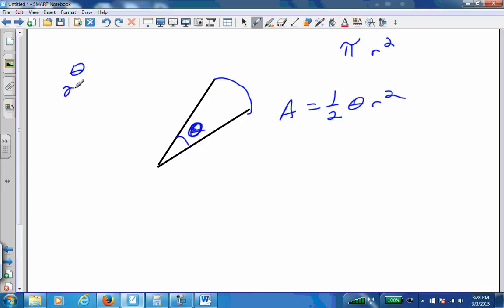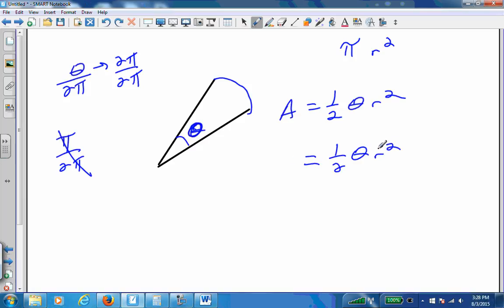Theta over 2 pi, that tells you what portion of the whole rotation you have. If my theta is 2 pi, that's 100% of the rotation. My theta is pi, half of the circle. So we let our thetas cancel. 1/2 theta r squared.